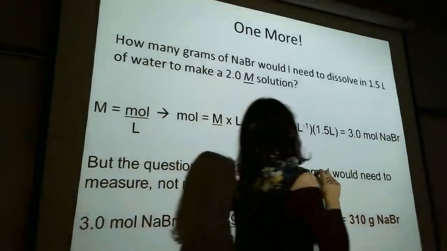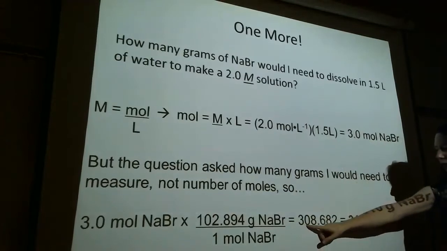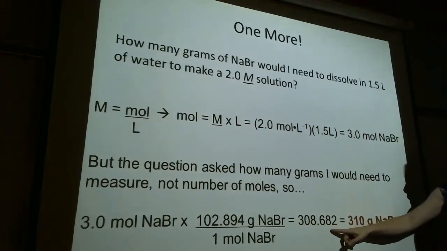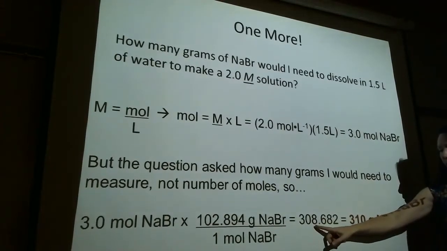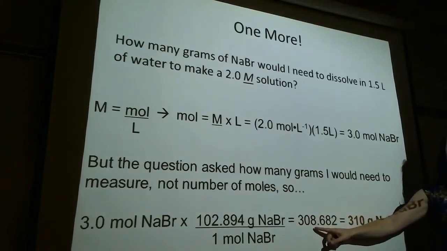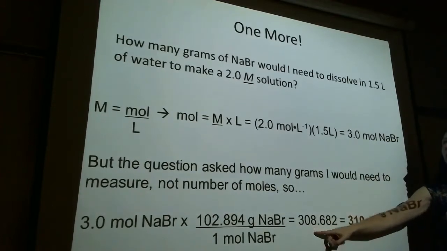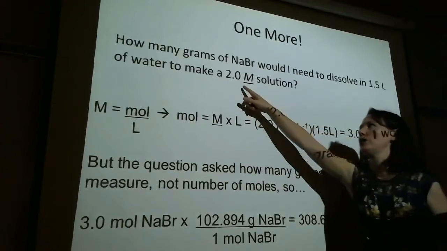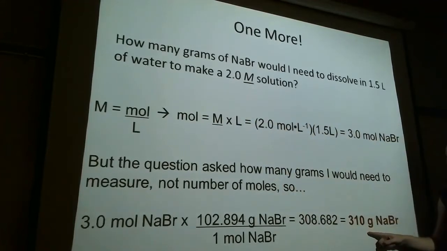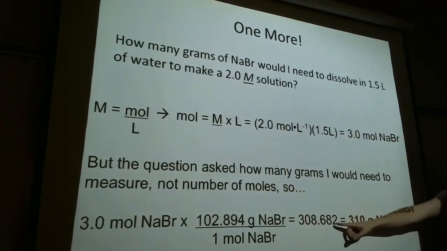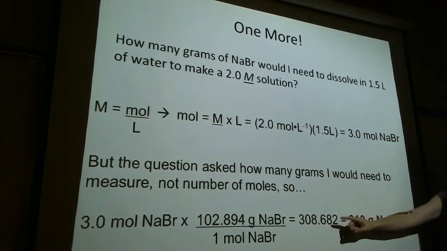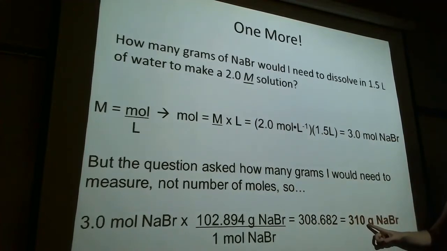Now watch this part. 308.682. A lot of students would round that to 309. But 309 is not the correct number of sig figs, is it? Right? 2 sig figs, 2 sig figs. My final answer needs 2 sig figs. So the way that you would round 308.682 to 2 sig figs would be 310 with no decimal place.